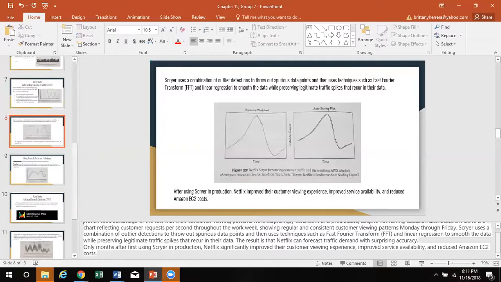The result is that Netflix forecasts traffic demand with surprising accuracy. Only months after using Scryer in production, Netflix significantly improved their customer viewing experience, improved service availability, and reduced their Amazon EC2 costs. So it really, really helped this company.